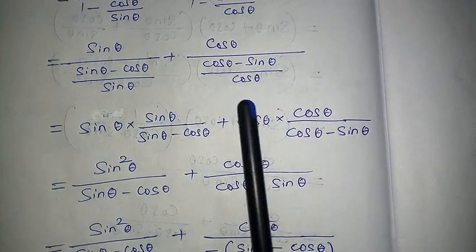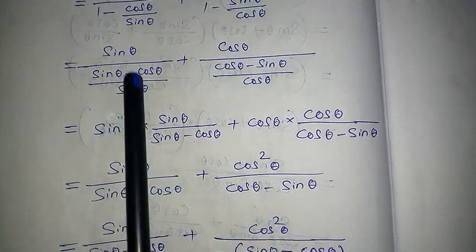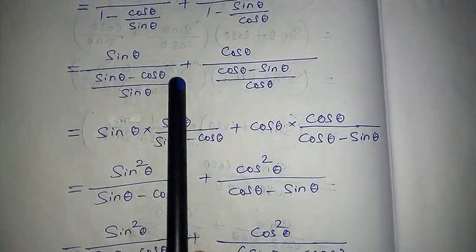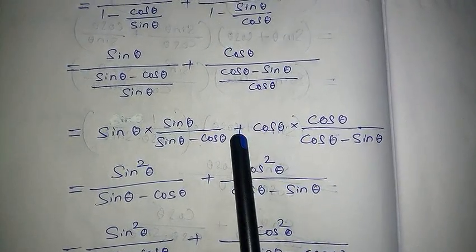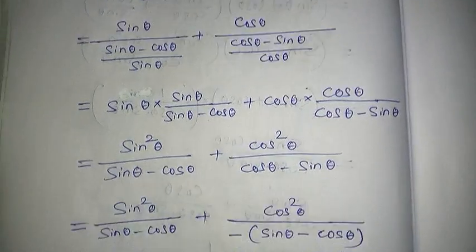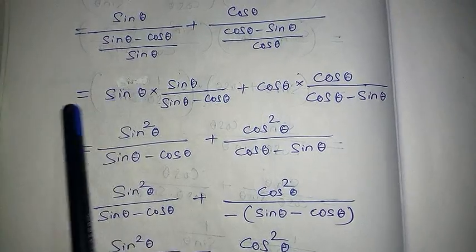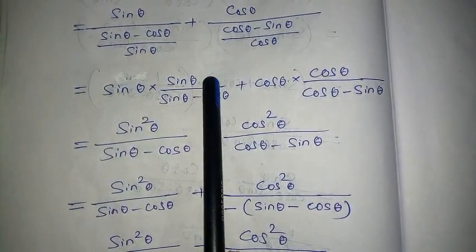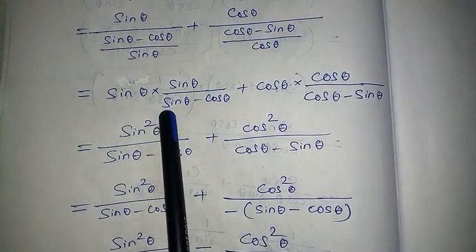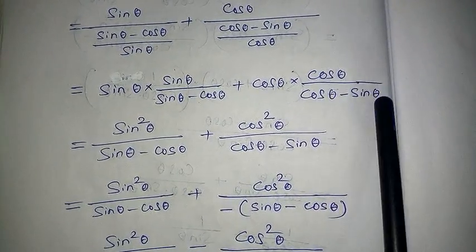Now from this part, when there is a double fraction, one fraction can become multiplication. So sin theta into, and this will change. Sin theta will go up, sin theta minus cos theta will come down. Same thing here, plus cos theta into cos theta will go up, cos theta minus sin theta will come down. Now sin into sin will be sin square theta. You cannot cancel this sin. Why? Because there is minus in the middle. So sin square theta by sin theta minus cos theta. Here cos square theta and then by cos theta minus sin theta.